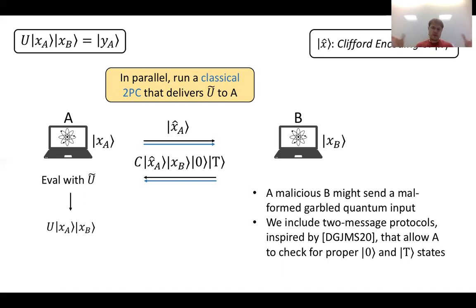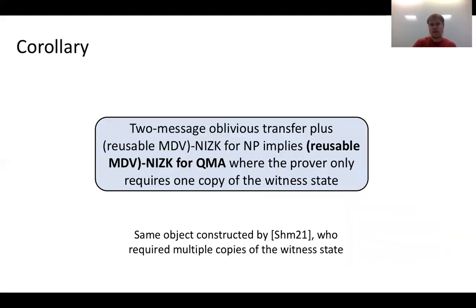So yeah, this gives a picture of how our quantum NISC protocol is constructed. And before moving on, I will mention we have a corollary of this: we can use this to build a particular type of designated verifier non-interactive zero-knowledge protocol for QMA. And it has interesting properties like reusable malicious security. The actual statement we get is that if we combine 2-message oblivious transfer with MDV NISC for NP, then we get this protocol for QMA. Okay, and this MDV NISC for QMA is the same object.